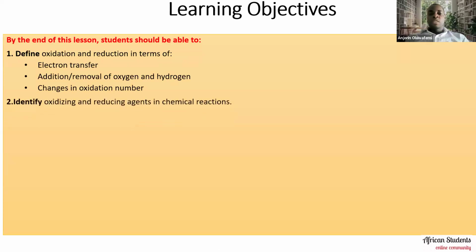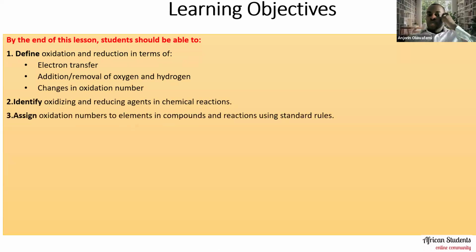Secondly, it is expected that by the end of this lesson, you should be able to identify oxidizing and reducing agents in chemical reactions. It's also expected that you should be able to assign oxidation numbers to elements, compounds and reactions using standard rules, which you're going to be looking at in the course of the lesson.